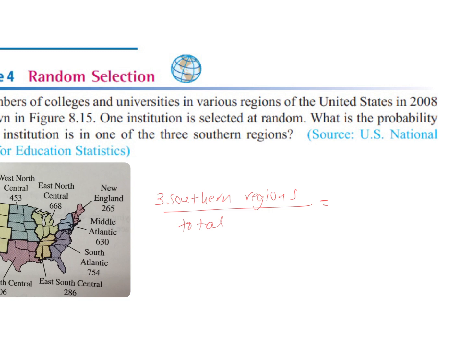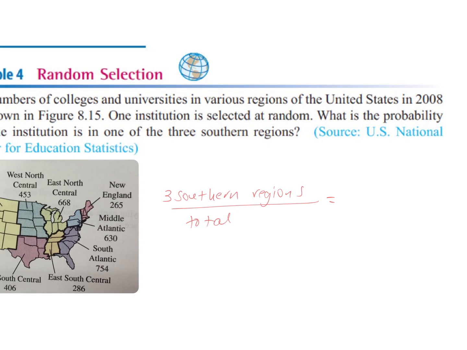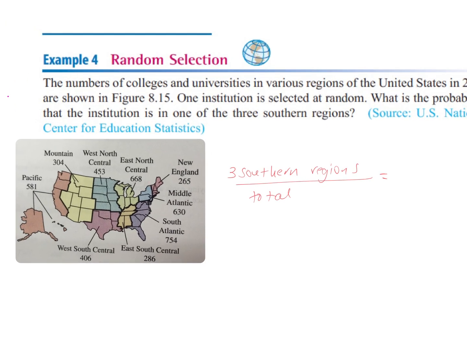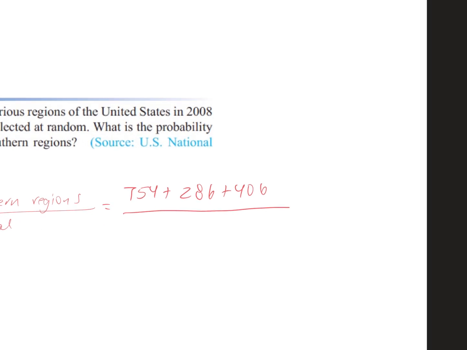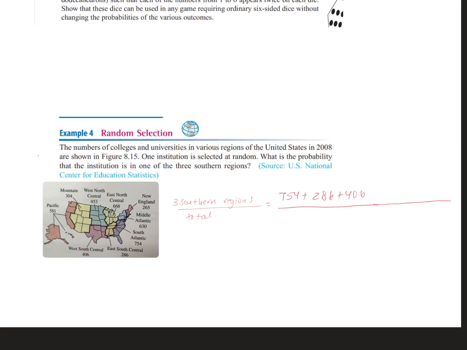How would I go about figuring this out? Add up all the southern regions. Perfect. How do I know which ones are the southern regions? They will have a south in it. So 754. You guys agree? And then what? 286? 406? Okay. So that's my numerator. And then my denominator is everything. Not just what's left over, it's everything.